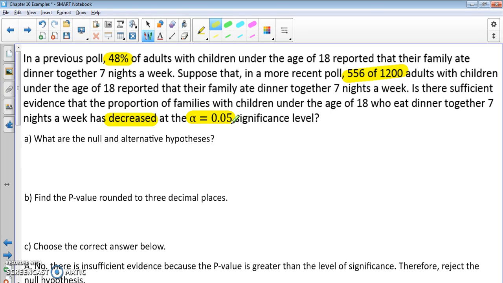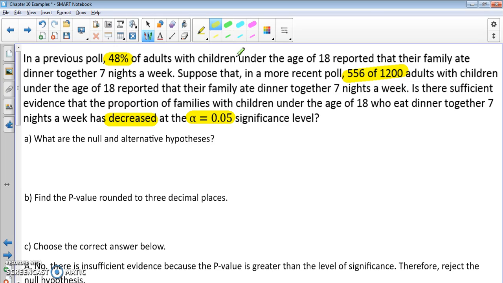That's a lot of numbers, right? So it's really key that you're picking out what's important. It is important that we're talking about children under the age of 18. If we're talking about under 15, then this wouldn't be relevant if you were looking at a different survey where they were comparing a more recent poll and they only looked at under 15. Or they had only polled eating together 5 nights and now they're looking at eating together 7 nights. So things like that are important, but not in actually calculating the p-value.